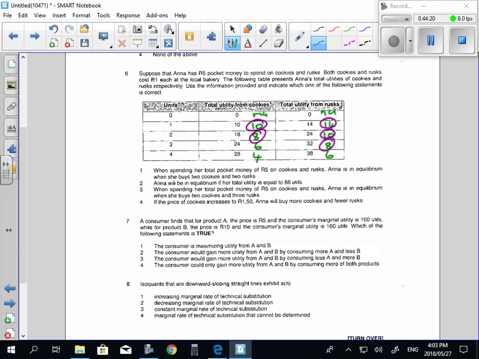So now you've spent all 5 Rand and you've maximized your possible utility. So then your answer would be 2 cookies and 3 rusks.